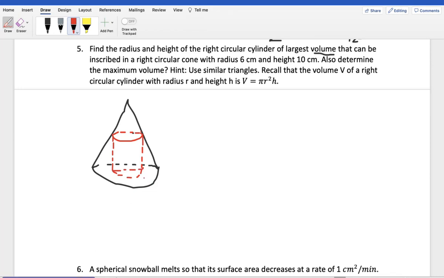Right, so obviously this is just a representation, and they're telling us that the cone has a radius of 6. So the distance from the center of the cone, which is somewhere here, to the side, so this distance here is given to us as 6 centimeters. And we are given that the height of the cone is 10 centimeters. So this is 10.